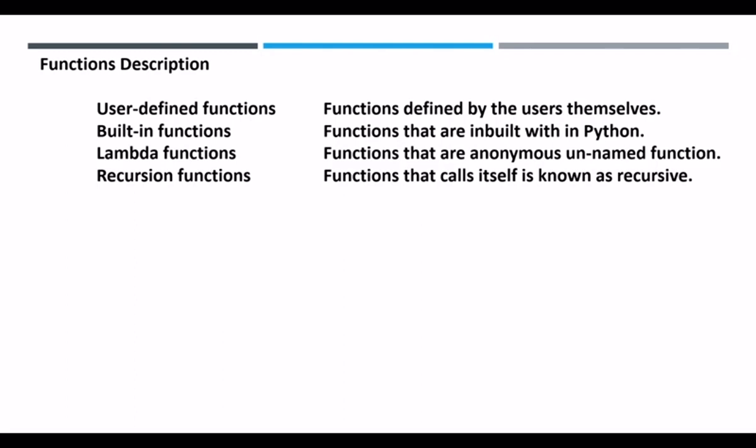So a user-defined function is defined by the user. A built-in function is inbuilt in Python. Lambda functions are anonymous or unnamed functions. And a recursion function is a function which calls itself.